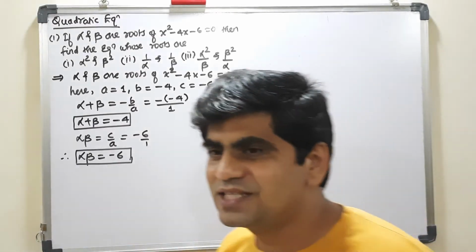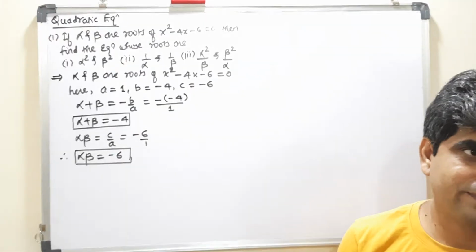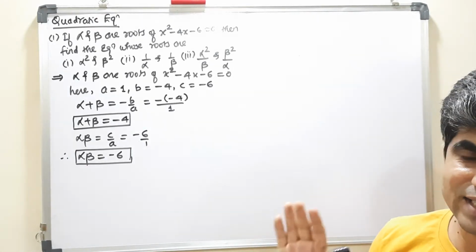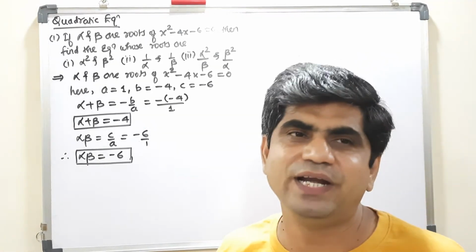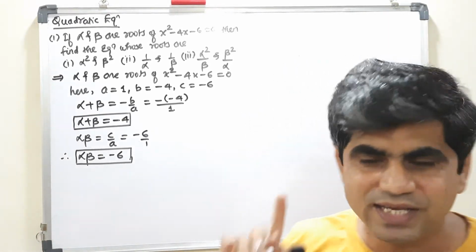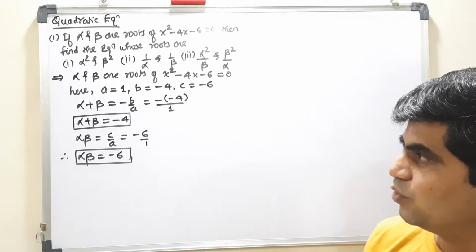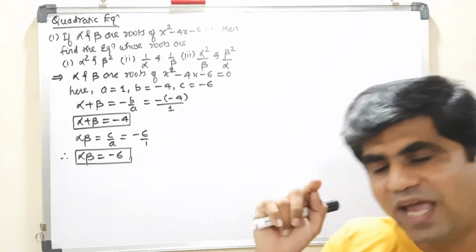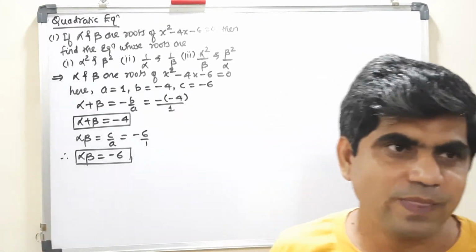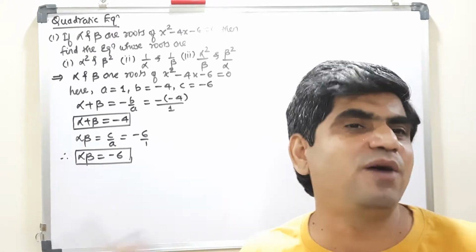Now what is the formula that we have studied? If you remember, I did not give you the formula as x square minus alpha plus beta into x plus alpha beta is equal to 0 is the quadratic equation. No, I told you it should be x square minus sx plus p is equal to 0, where s stands for the sum of the roots.